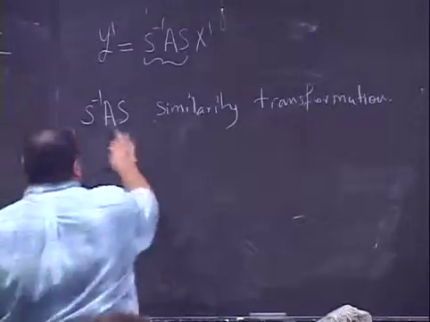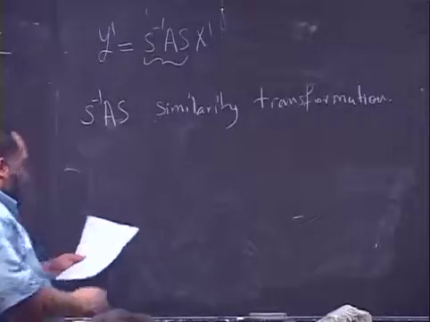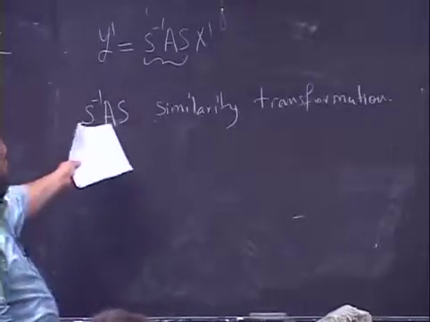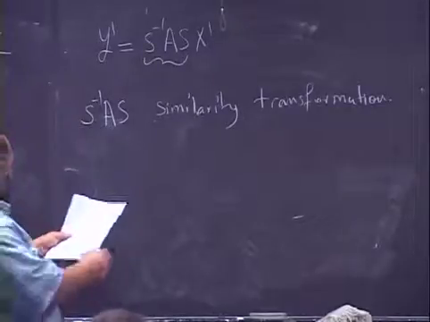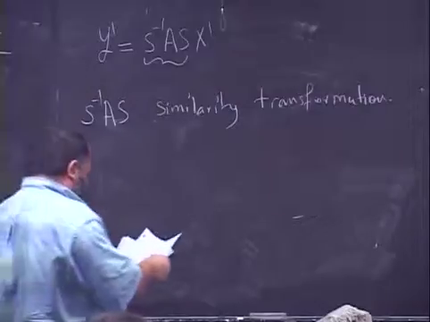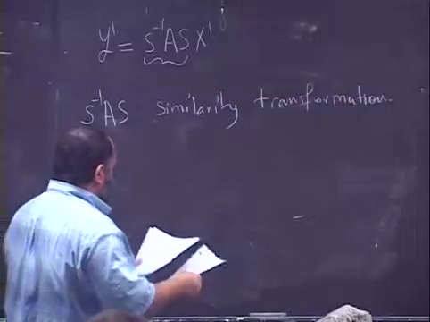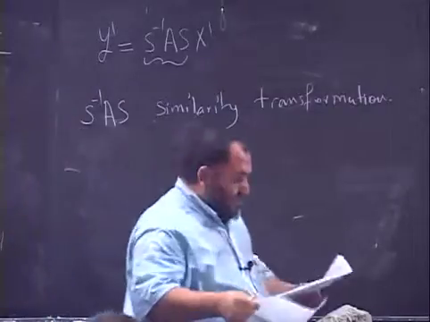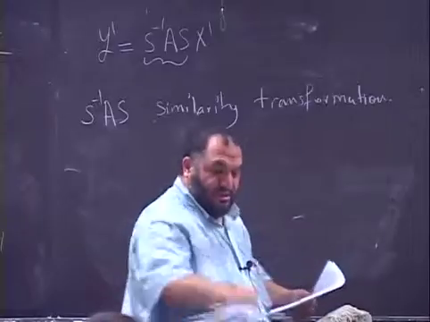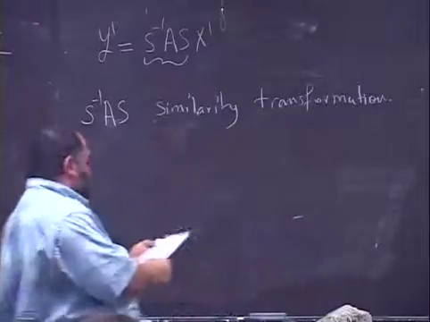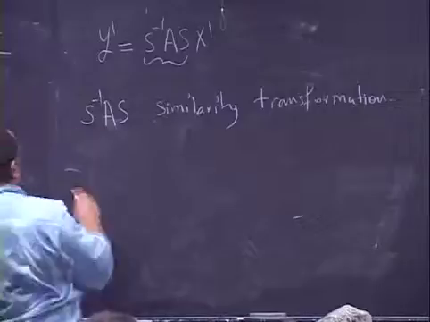And those similarity transformations are usually useful to transform the matrix A to a simple form. And this is what we will be seeing here. What are some properties of those similarity transformations?